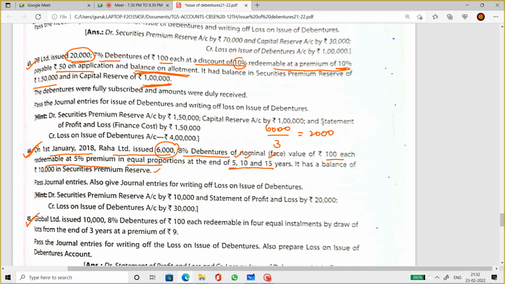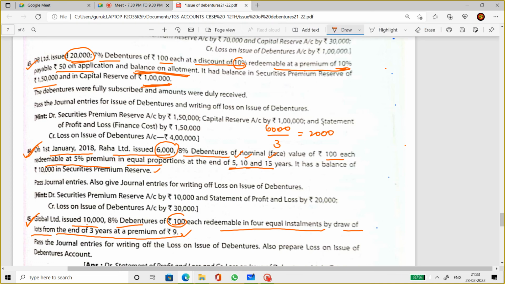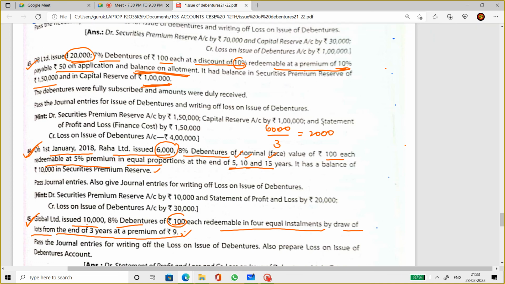Question number 45. 10,000 8% debentures of 100 each, redeemable in 4 equal installments by draw of lots from the end of 3 years at a premium of 9%. So that means they plan to redeem it by drawing lots from the end of 3 years. Fair enough. Now what is the loss on issue of debentures? It was issued at par, so there is no loss at the time of issue. But they plan to redeem at a premium, so that means 10,000 into 9 rupees will be the premium on redemption of debentures, which is the loss on issue. So loss is 90,000 and the loss is to be written off in the year of issue itself.